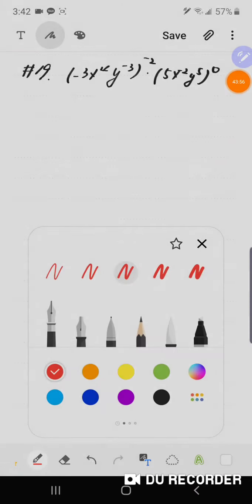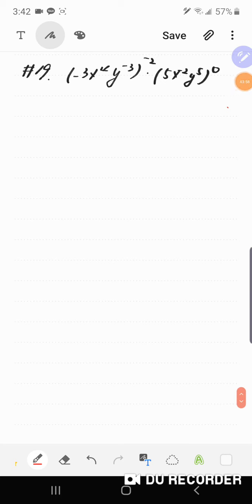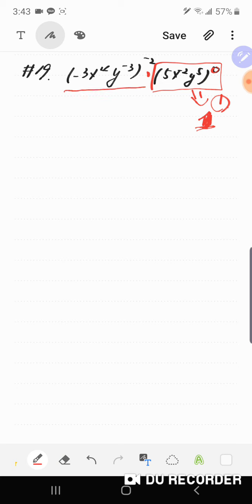Okay, for number 19, let's multiply two exponential forms. Something to the 0 power. Now, if it is the 0 power, then this is always equal to what? Equal to 1. So the result will be from only this exponential form.